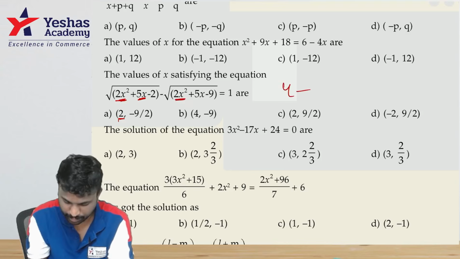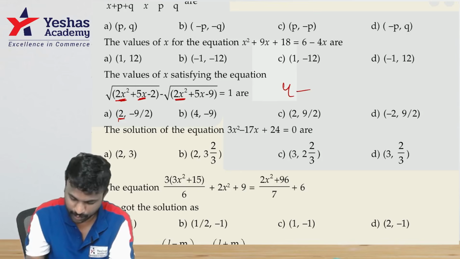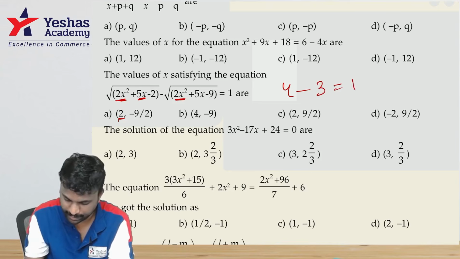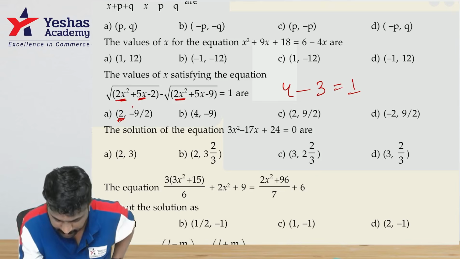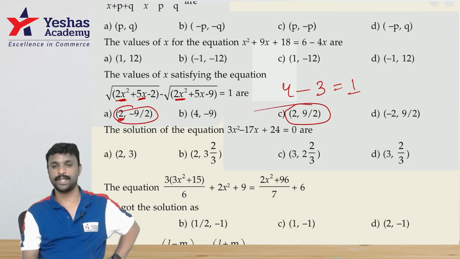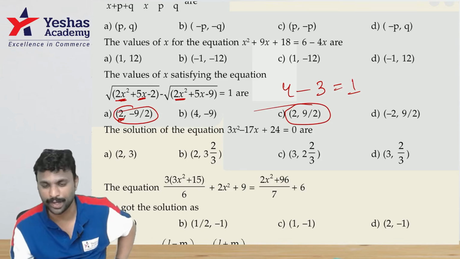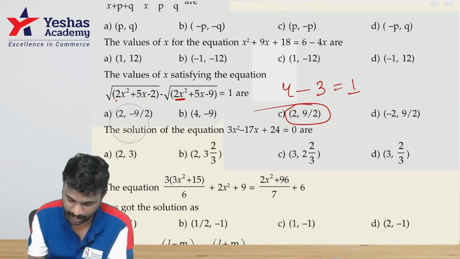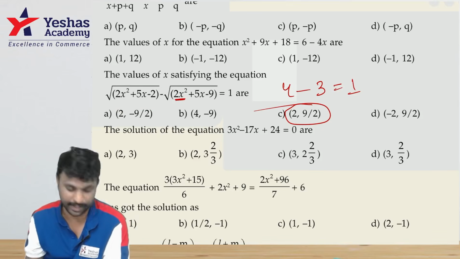And how about this? 2 into 4 is 8, plus 10, minus 9, equal to 9. So root of 9 is 3. So 4 minus 3 is 1. So 2 definitely satisfies. So guys, it should be either option A or option C. So which one is easy to plug in? 9 by 2 is easier to plug in because you need not make it negative. So let's hit 9 by 2. If 9 by 2 doesn't, definitely minus 9 by 2 would satisfy.